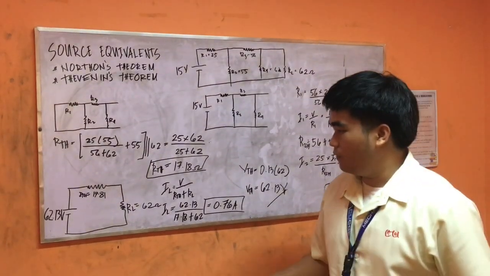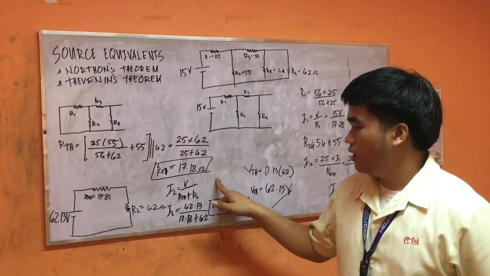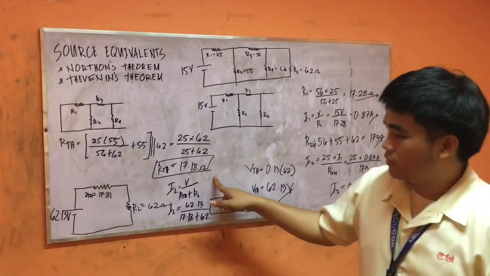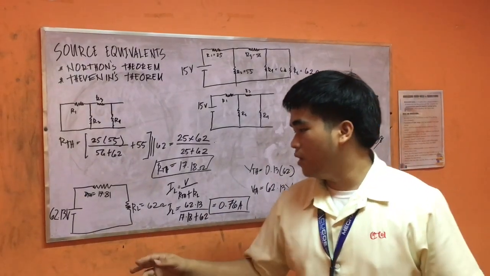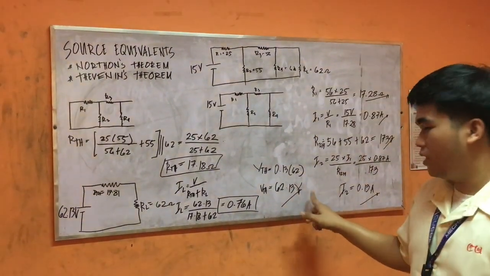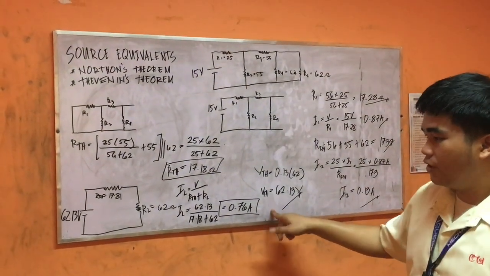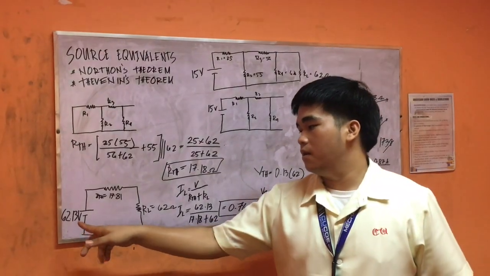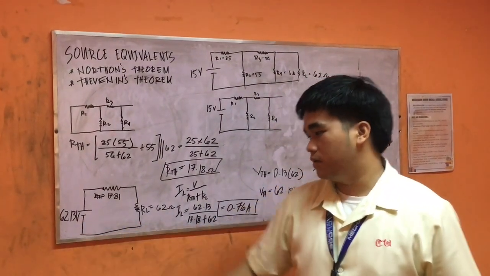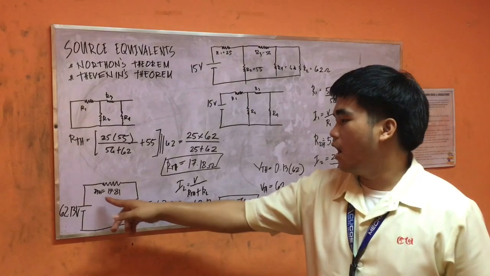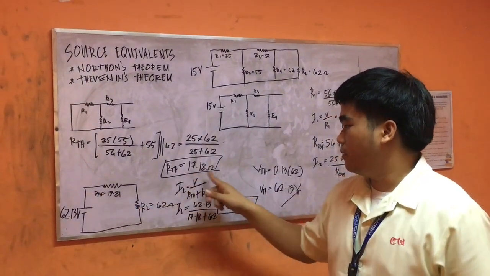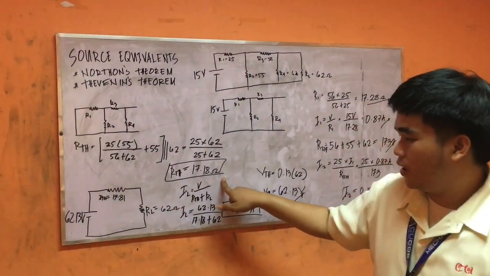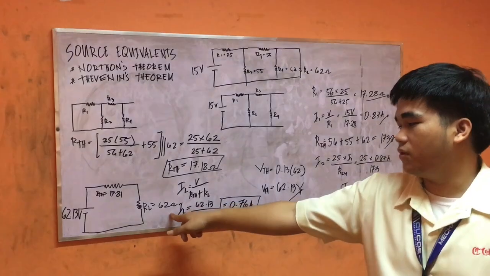So now we have the Thevenin's resistance. So we have to change the diagram. Our Thevenin's voltage is 62.13. So we have this answer. Our Thevenin's resistance is 17.18 ohms. Then our RL is given as 62 ohms.